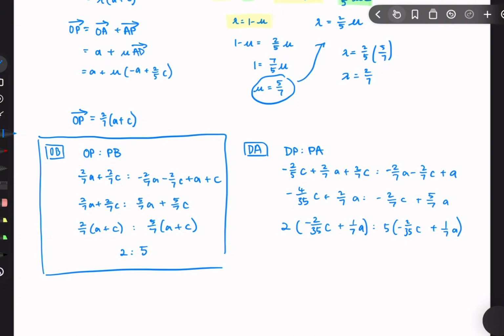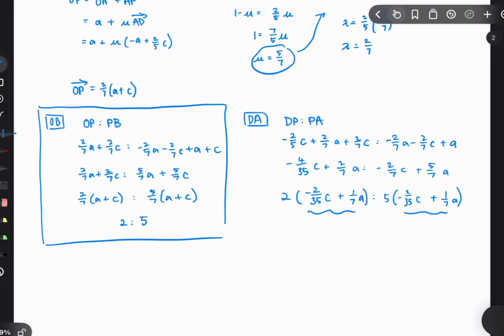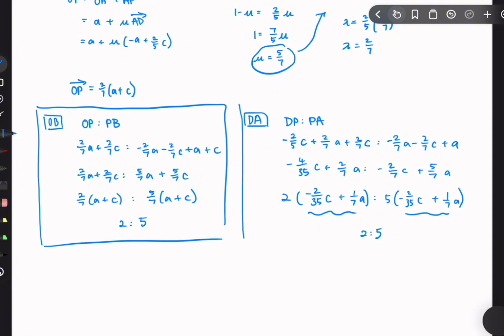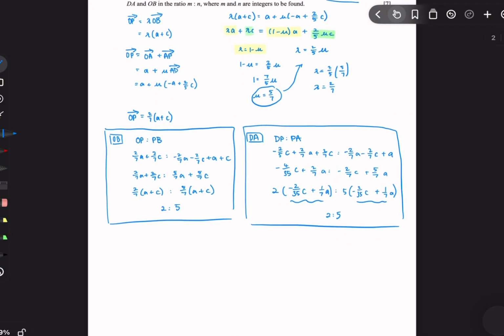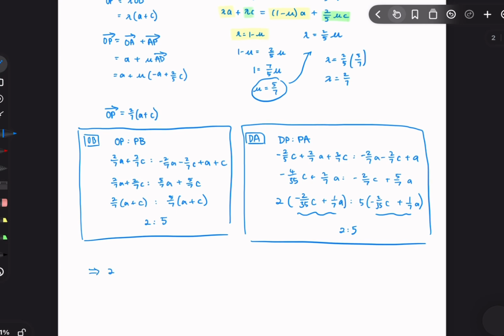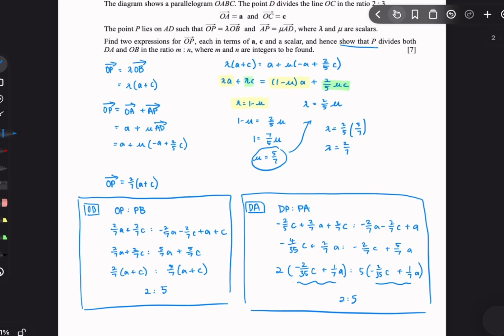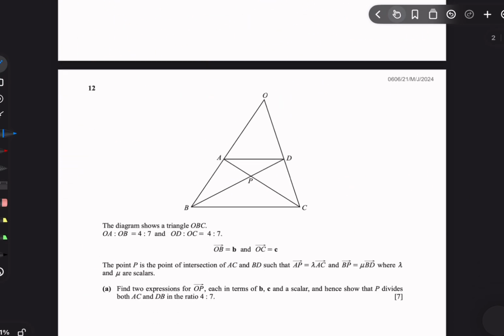Okay, so the inner part is actually the same, so you can just cancel out, and then the ratio will be 2 to 5, which is the same as OB. And yep, that is what we expect. So the ratio is 2 to 5. Yeah, that's it for this question.